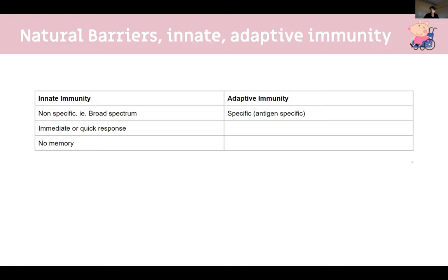Next slide, please. And just a quick review of our innate immunity versus our adaptive immunity. We have our non-specific, broad spectrum response in innate immunity. It's immediate and quick, and there's no memory. Whereas with our adaptive immunity, B cells and T cells produce antibodies. So this is specific, and we also have memory there. I meant to add, it's also the opposite: adaptive is a long, prolonged response, and there's memory.